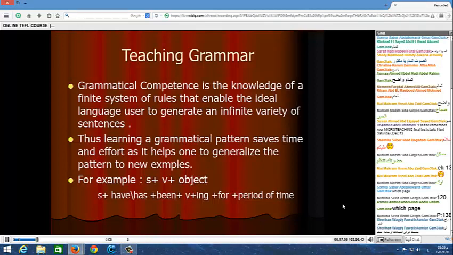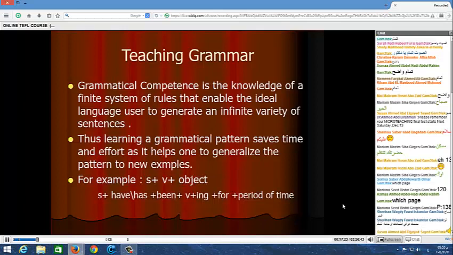شفنا مثال subject, verb, object. لو شفنا مثال آخر subject plus have or has, plus been, plus verb plus ing, plus form, plus period of time. Can we create sentences using this rule, applying this rule? Can we do that?